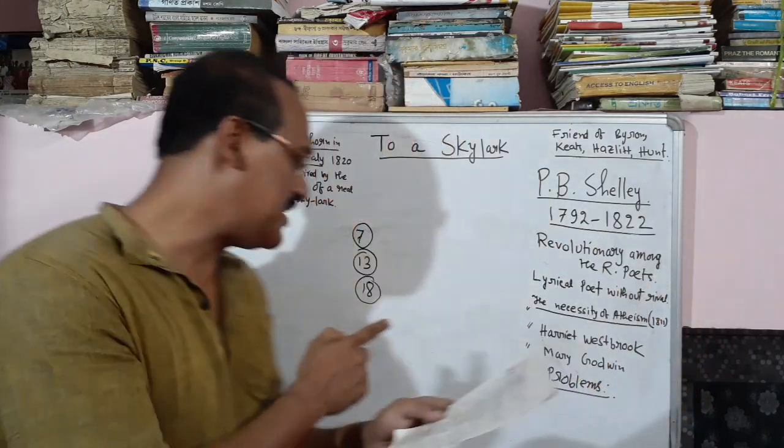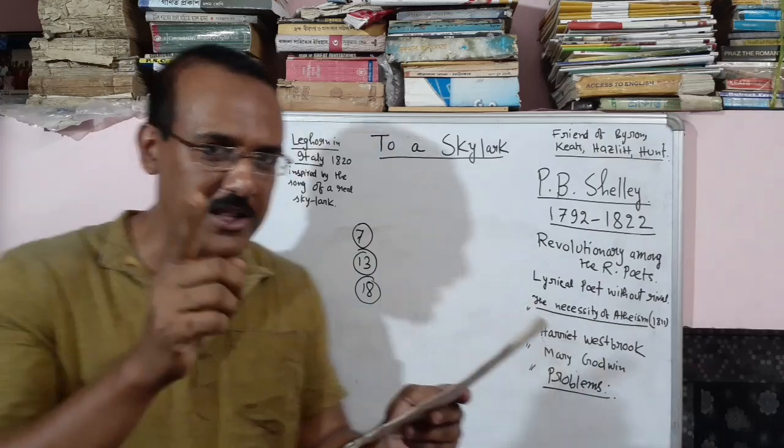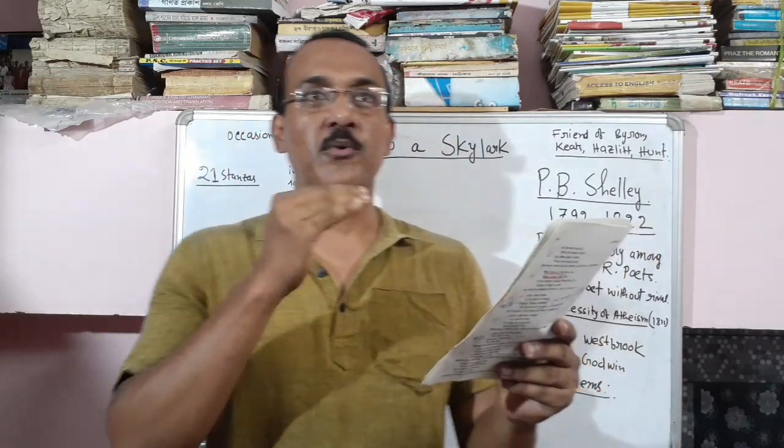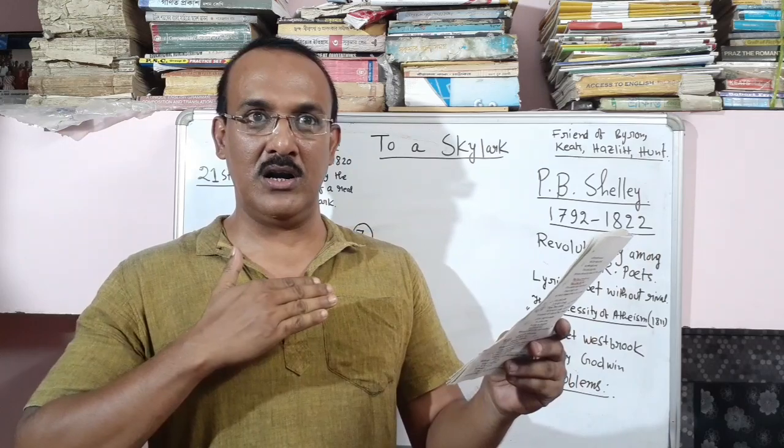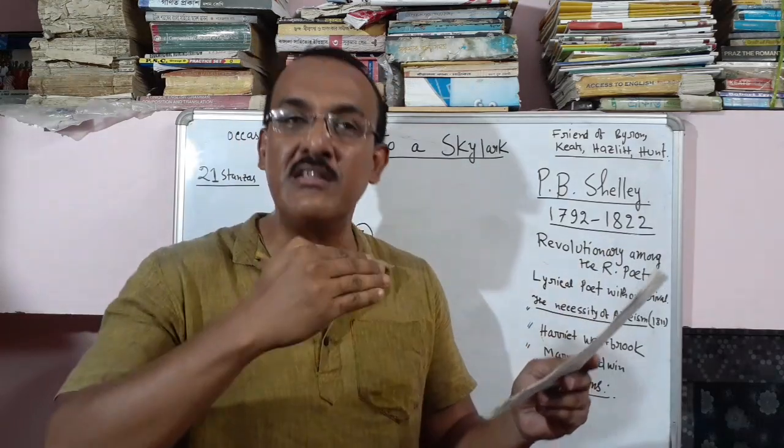Then stanza 18, I have told you stanza 18 is very important. This is the main stanza of the poem, you can say. The poet is differentiating the world of the skylark and the human world. These two worlds are separate. These two worlds are not the same.